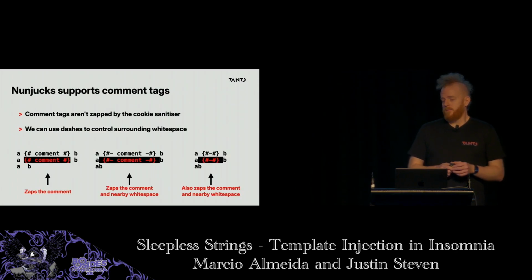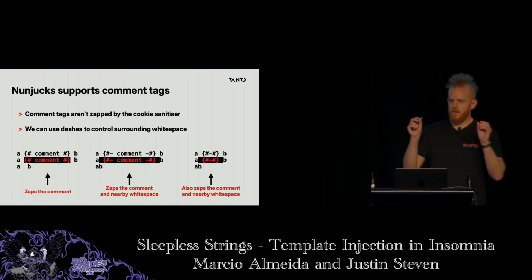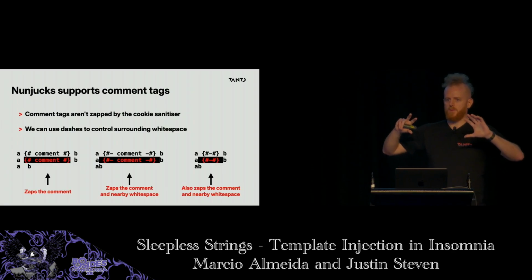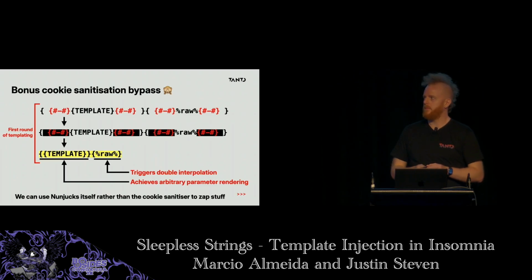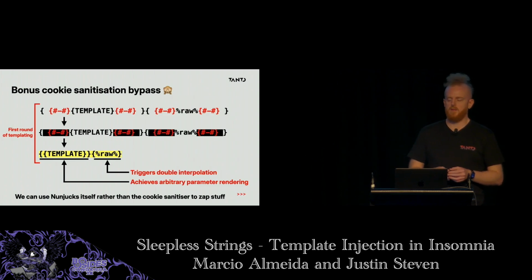But in this case, we could use comment tags as a way to bring that sandwich back together, because the comment tags weren't being replaced or zapped by the cookie sanitizer. And we can use these little dashes on the inside of template tags to also consume surrounding whitespace. And so this is what that looks like. Given that monstrosity, after the first round of templating, it's going to result in something that still looks like a template string, and nothing in that first line is going to get zapped by the cookie sanitizer.